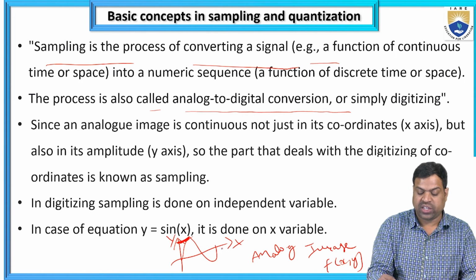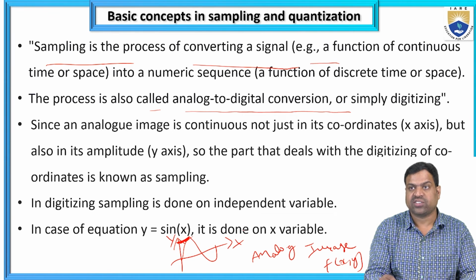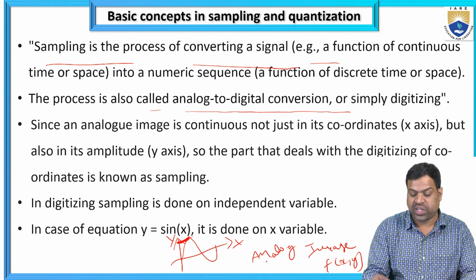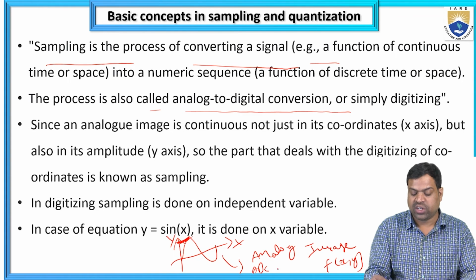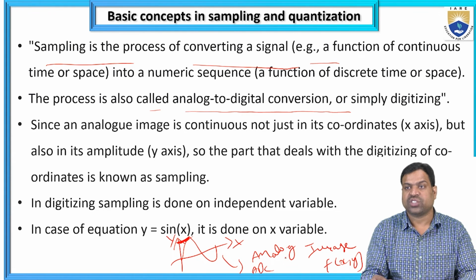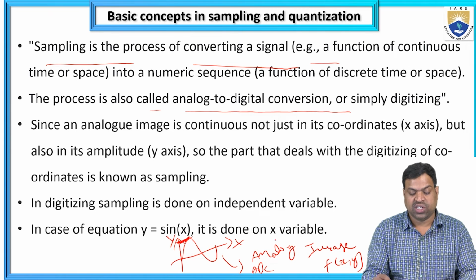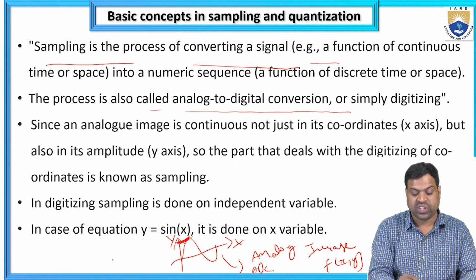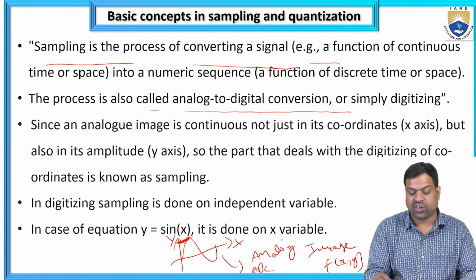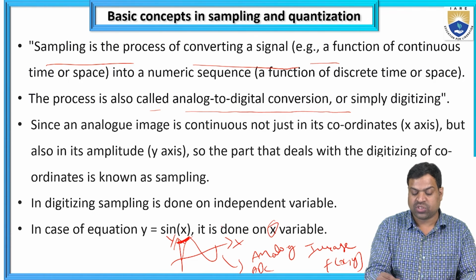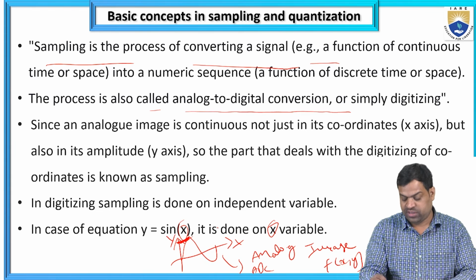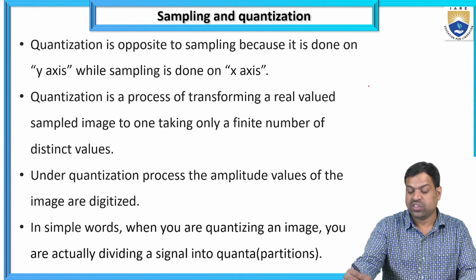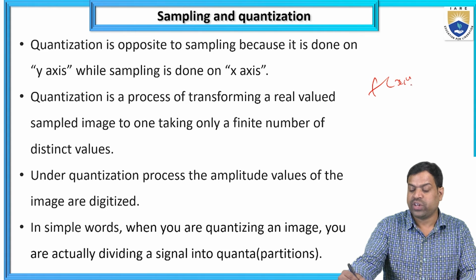So I am taking as the amplitude not only the x-axis, I am taking y as the amplitude. This means converting analog to digital, the digitization of the image. The digitization sampling is done by the independent variables. In the case of the equation y equals sine of x, it is done by the x variable. I am taking only one coordinate x. Here I am taking x and y coordinates, so that is the reason I am taking f of x comma y.